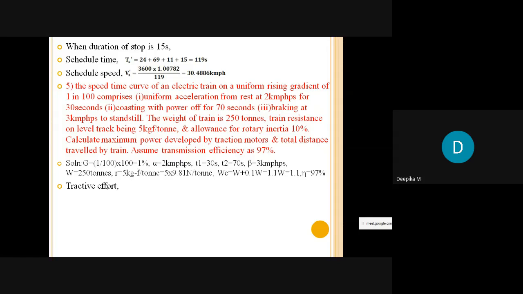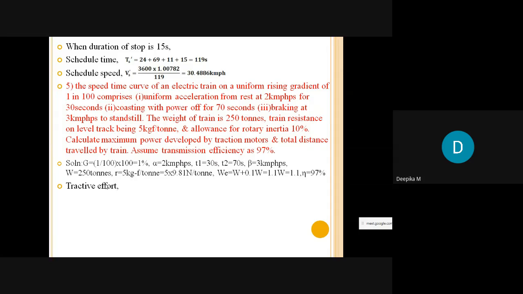I have not shown you that in this step. So how do I calculate Vm? Vm can be calculated by using the formula for acceleration. We know that alpha is equal to Vm by T1. Here alpha is given and T1 is given, and we can calculate Vm. So Vm is nothing but 60 kilometer per hour.